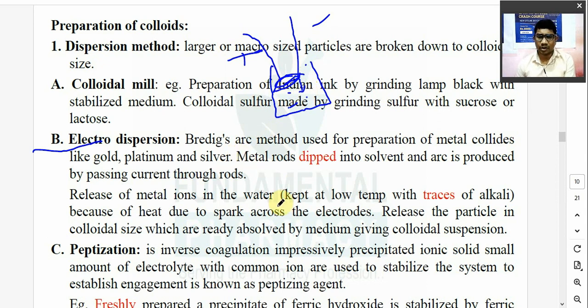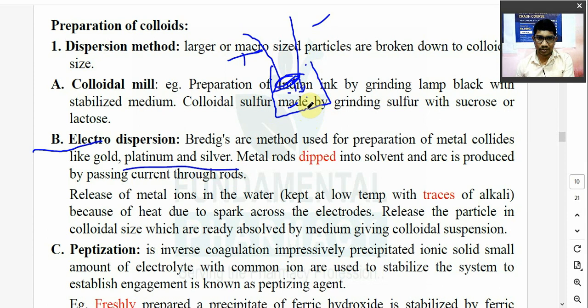Bredig's arc method is used to prepare metallic colloids like gold, platinum and silver. The metal here could be gold, silver, or platinum, whatever colloid you want to make. If you want a silver colloid, silver metal is placed here and you pass current through it. Due to vibration and heat, silver particles are liberated in the water and condense.